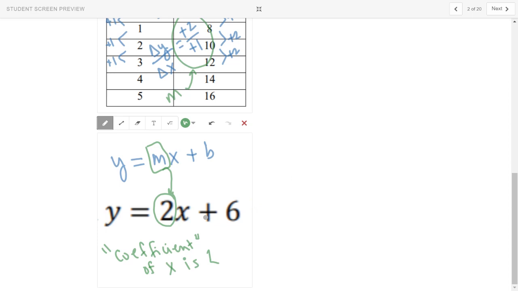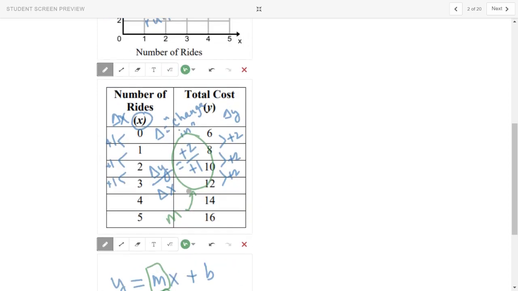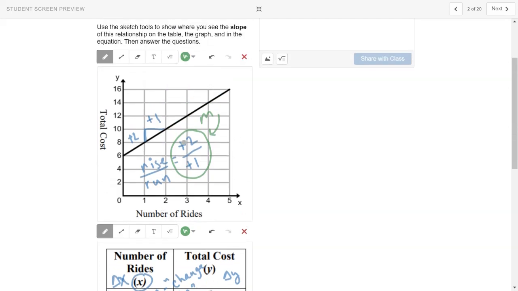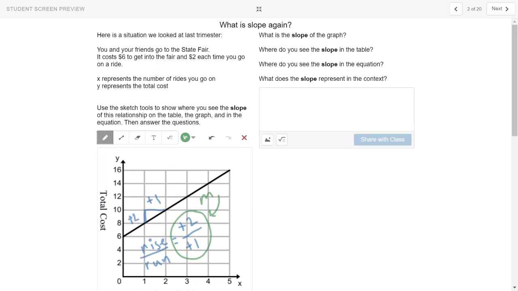So now, if I give you an equation, or a table, or a graph, you should be able to analyze that representation and figure out what the slope is. So the slope of this relationship is 2. In the graph, you do rise over run. In the table, you do change in y over change in x.